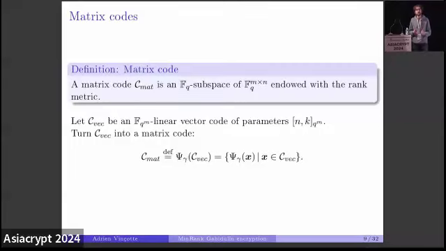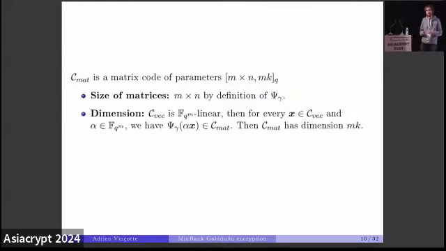So if we have a code of dimension k and length n, we obtain a matrix code with the following parameters. By definition of psi_gamma, we obtain matrices of size m times n, and the dimension is not k, it is mk, because we lost the F_{q^m} linearity. We have to consider it as an F_q vector space, and it has dimension mk as an F_q vector space, since it has dimension k as an F_{q^m} vector space.